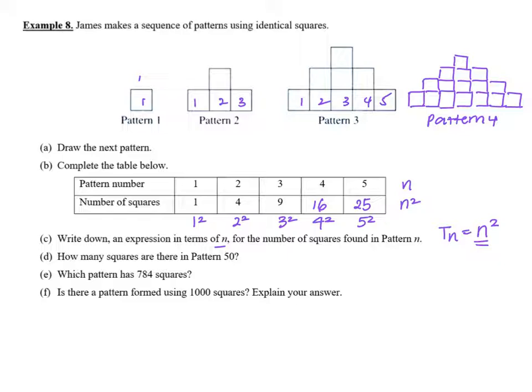How many squares are there in pattern 50? That means I'm looking at term 50. Now my n becomes what number? Term 50, n is now 50, so 50 squared gives you 2,500. Yes, correct, 2,500. Then they ask you a nice question.